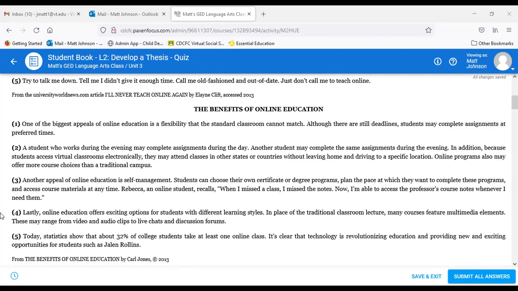When I miss class, I miss notes. So they can complete the assignments at any time, either day or evening. Yeah, paragraph 3. So the evidence is a student's quote there. He uses an actual online student, and it's sort of like a testimonial, right? So he's using a testimonial from a student as evidence about missing class and getting notes.